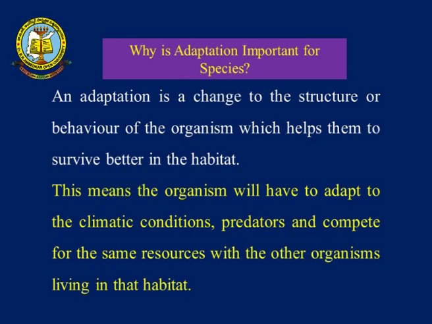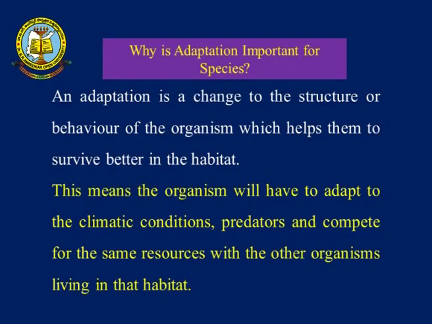So, what are these adaptations and why are they important for the species? Every organism has a natural habitat which is a home to the organism, and this is where the basic needs of organisms like food, shelter, water and other needs are met. All organisms need to adapt to their habitats to be able to survive. An adaptation is a change to the structure or behavior of the organism which helps them to survive better in the habitat. This means the organisms will have to adapt to the climatic conditions, predators, and compete for the same resources with the other organisms living in that particular habitat.